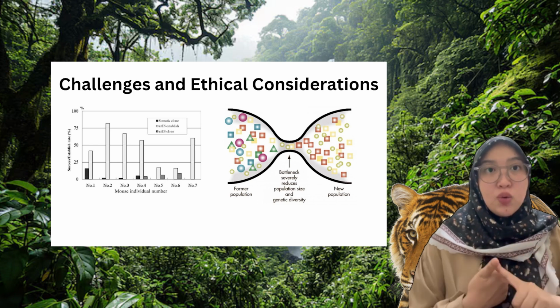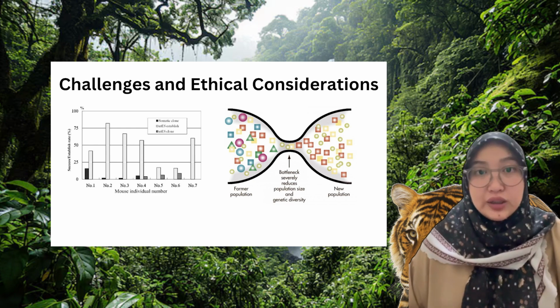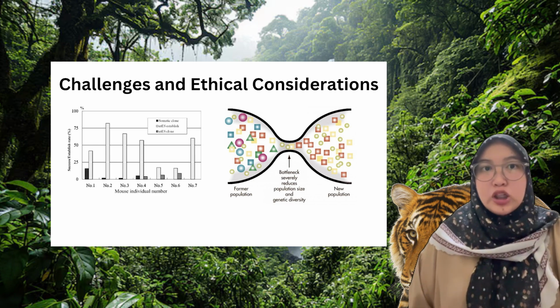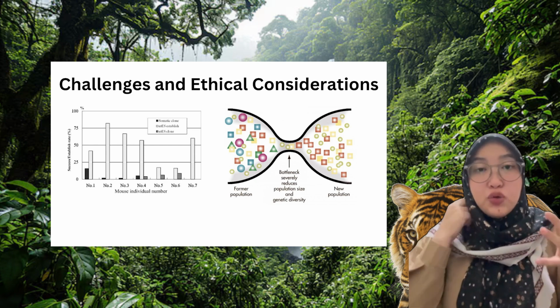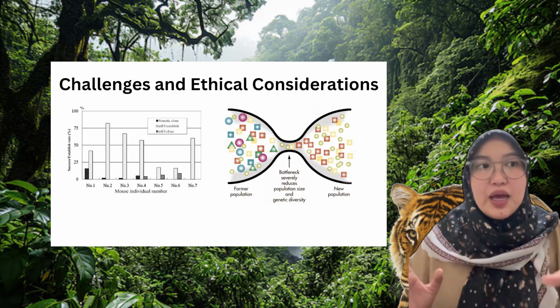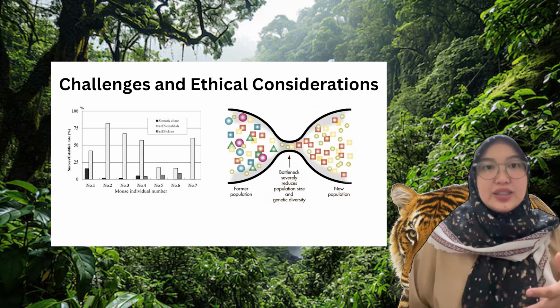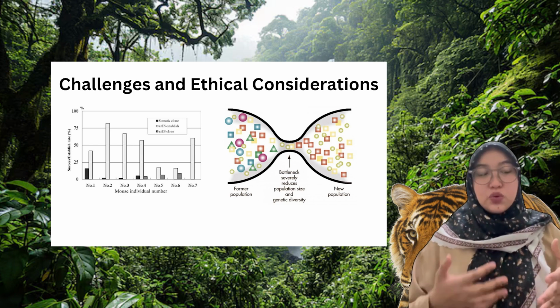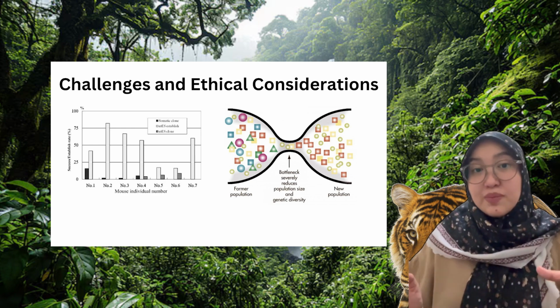There are a few challenges and ethical considerations when using this method. Firstly, it has a low success rate, where many cloning attempts fail at various stages from embryo development to birth. Next, genetic bottleneck, where clones do not add to genetic diversity, thus over-reliance may lead to reduced variability. Lastly, ethical concerns about the welfare of clones and surrogates and long-term ecosystem impacts.